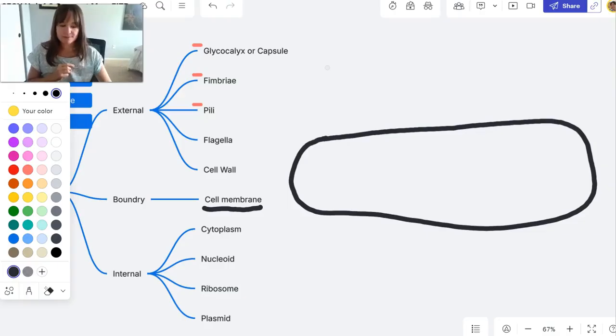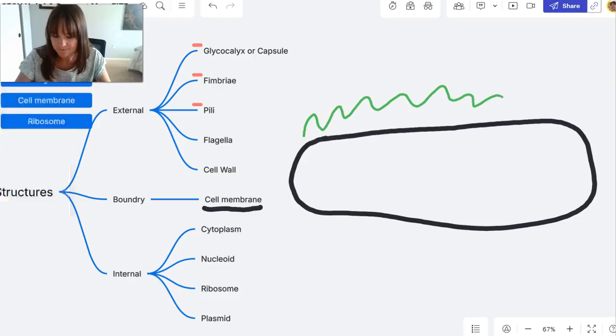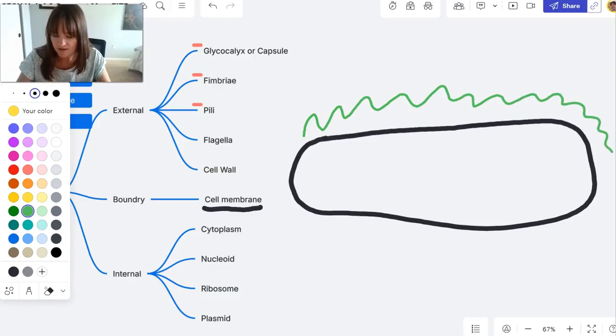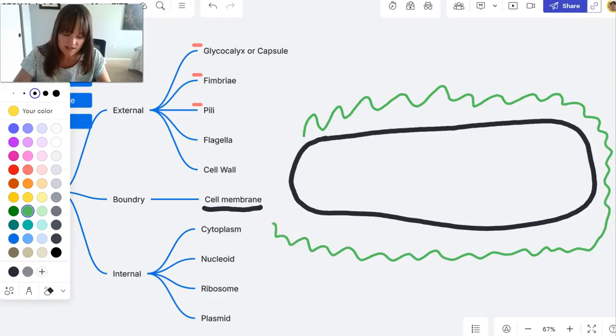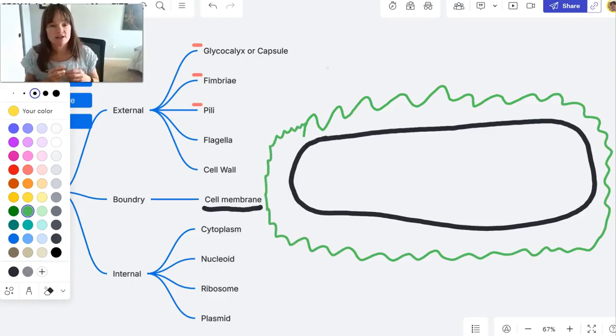Okay, let's progress now to every structure that is outside of the cell, the external structures. And I'm going to choose the color green to represent the capsule, or the glycocalyx, because this is a slimy outer layer that helps the bacteria in a number of ways. So one of which is to prevent dehydration. It also helps the bacteria adhere.